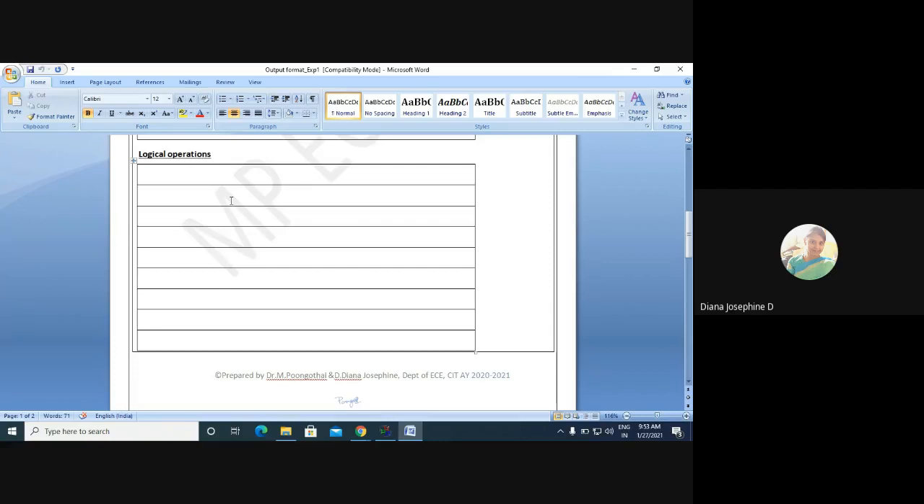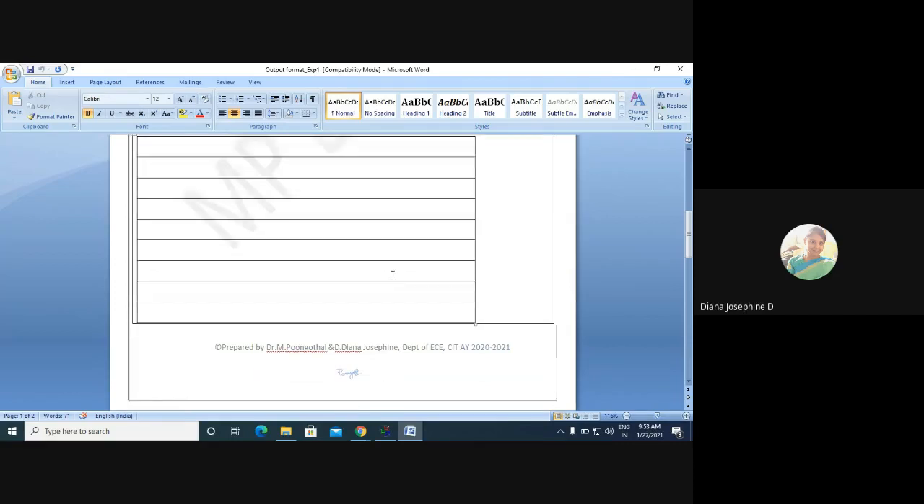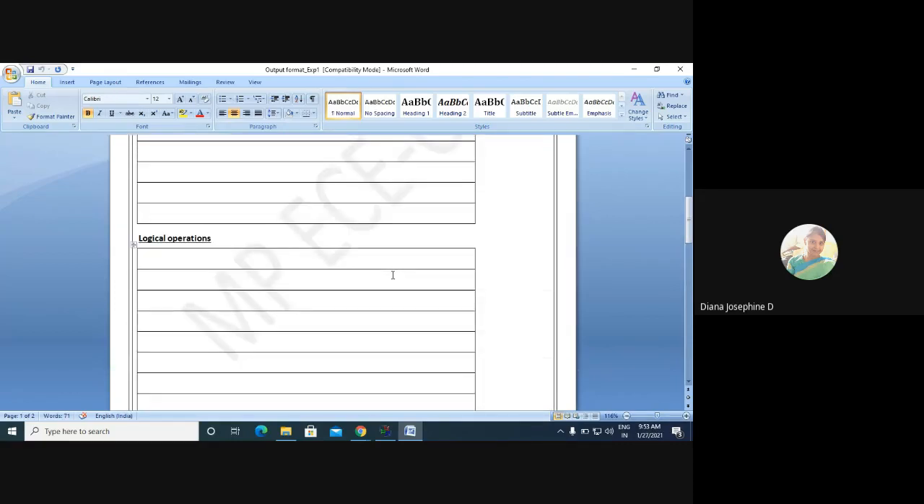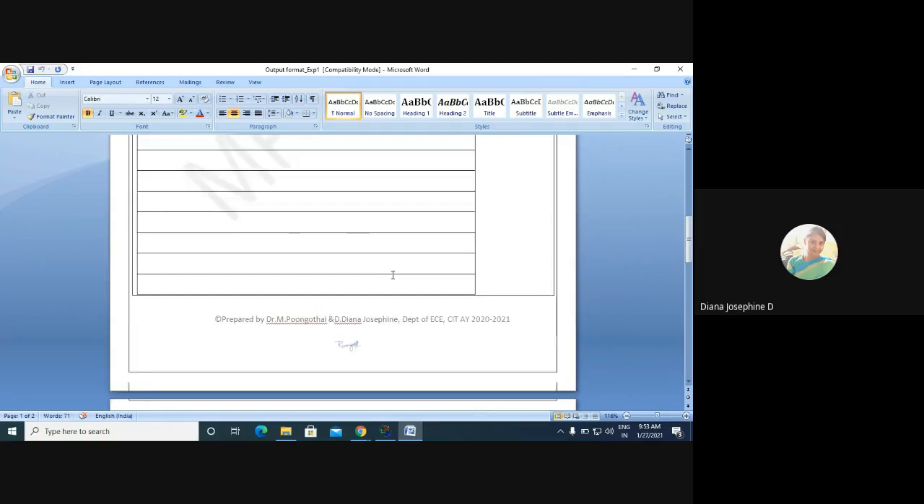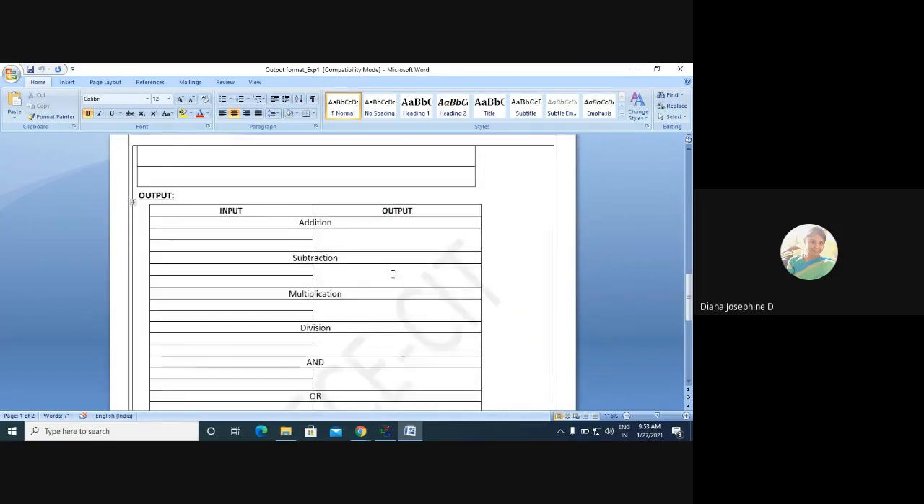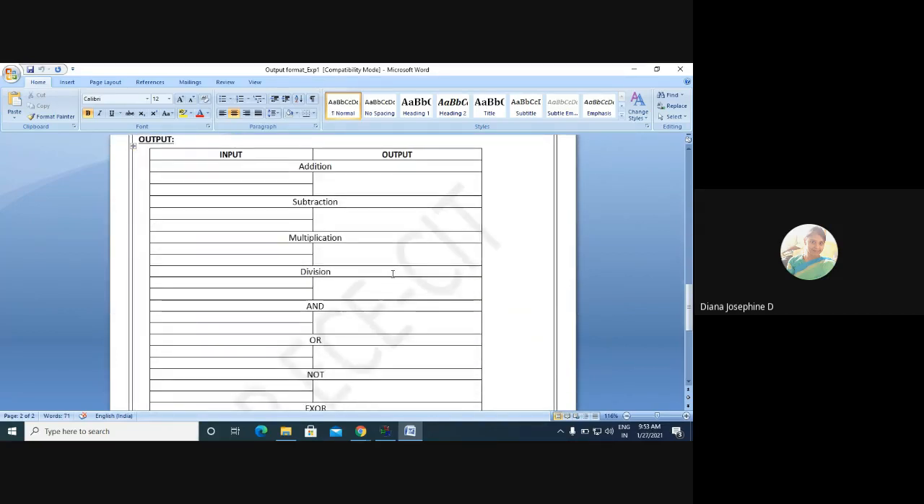I was just changing the mnemonics for the operation alone, right? So that line you can change and do the coding for arithmetic and logical operations. Okay, and here's the output table. Input and output columns are given. Against each operation you have to give the specified input. Only hexadecimal values should be given.